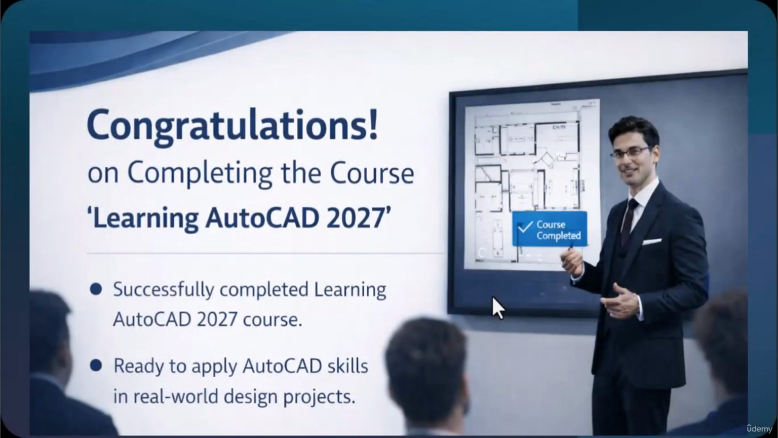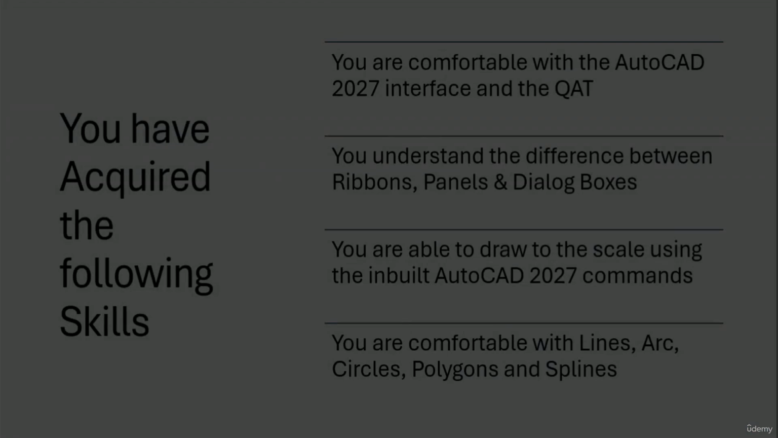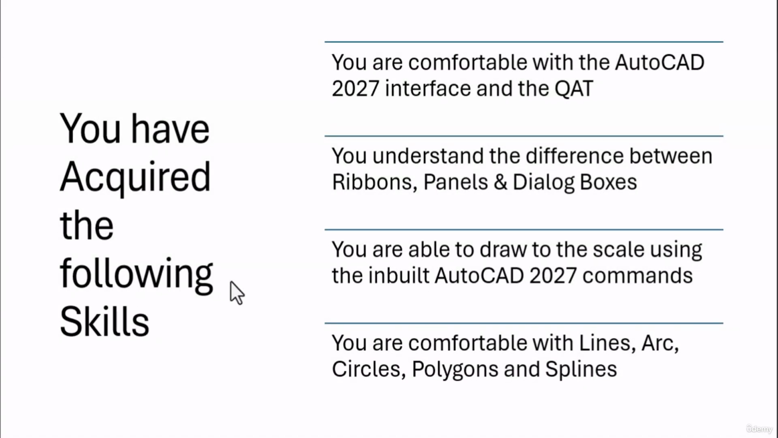You have now officially completed the Learning AutoCAD 2027 course. This means you have successfully navigated the core environment of the latest software and are now ready to take those skills out of the classroom. You are equipped to begin applying these AutoCAD techniques to real world design projects, turning your learning into tangible results. You have acquired the following skills.